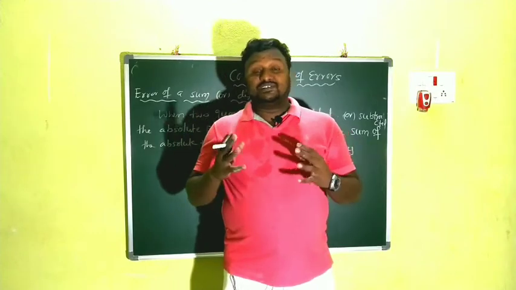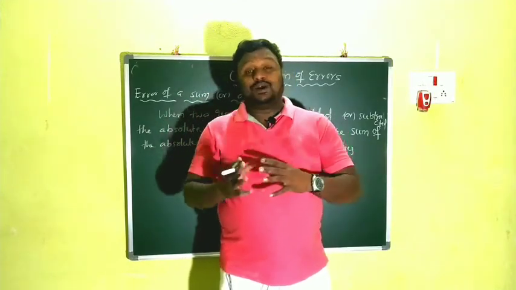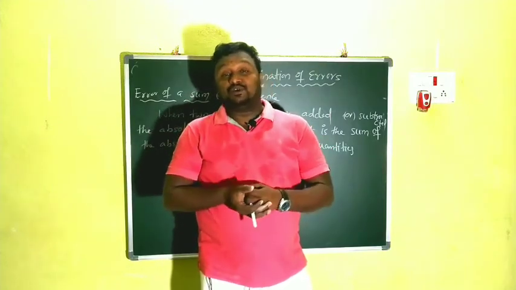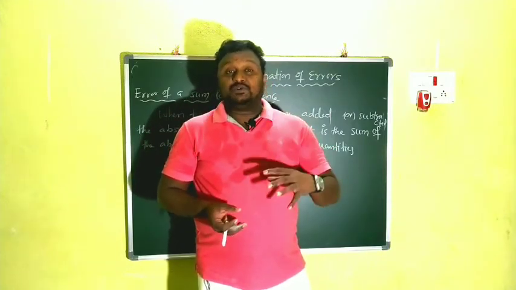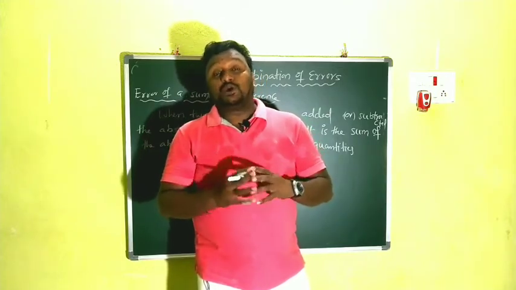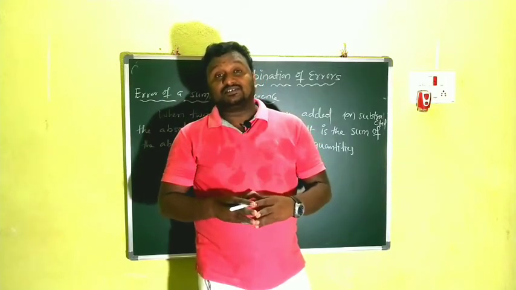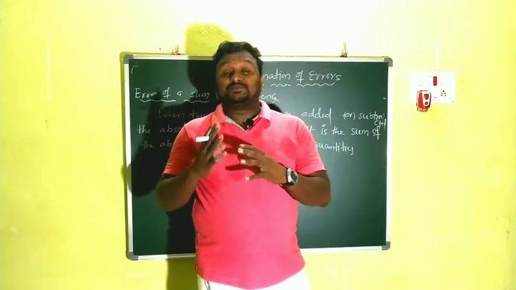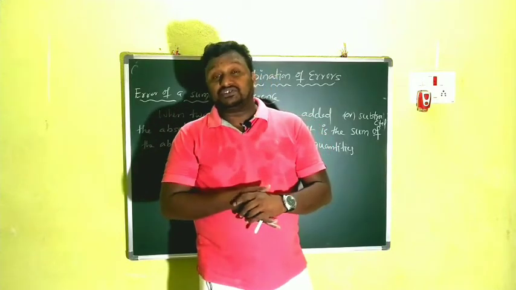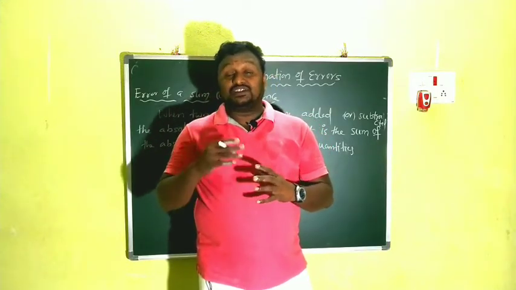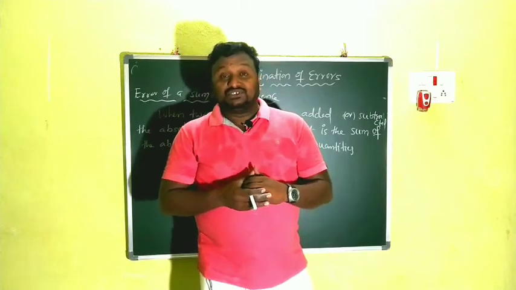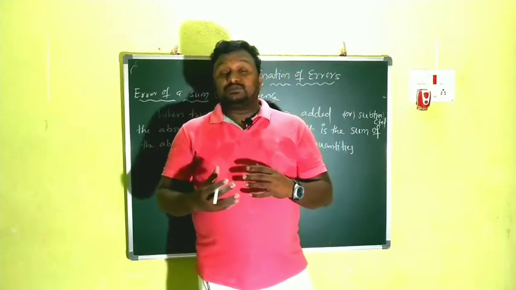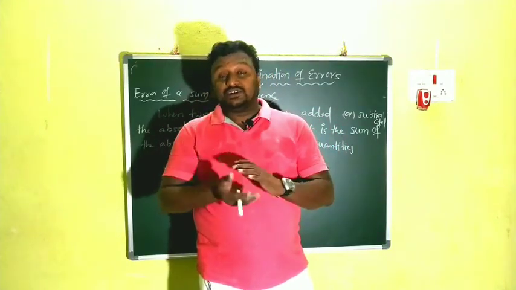In the previous video we discussed the true value, absolute error, mean absolute error, relative error and percentage of error. So in this video I am going to explain combination of errors. Combination of errors should be explained in the case of arithmetical operations like addition, subtraction, division and multiplication. In this video I am going to explain combination of errors in the case of addition or subtraction.